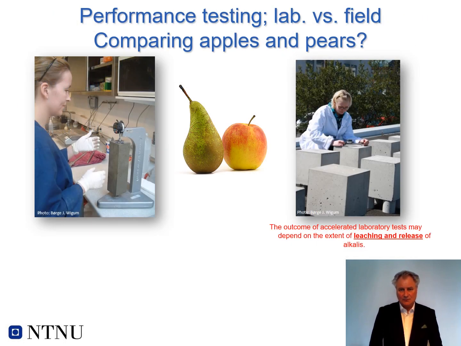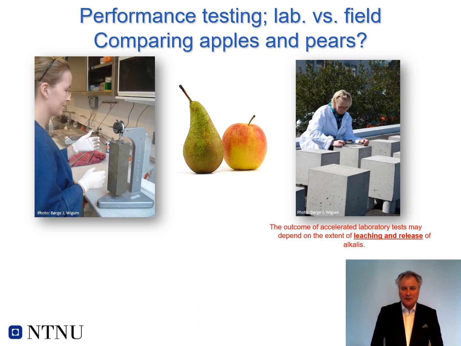Because the main question we are dealing with is that we have been developing these test methods in the laboratory. We are accelerating the prism by elevated temperature and so on. And then it's the question, and we do know that there will be some leaching in the laboratory. And then it's the main question, do we compare apples and pears? So what do we do with real concrete in real structures or in bigger samples stored outside?